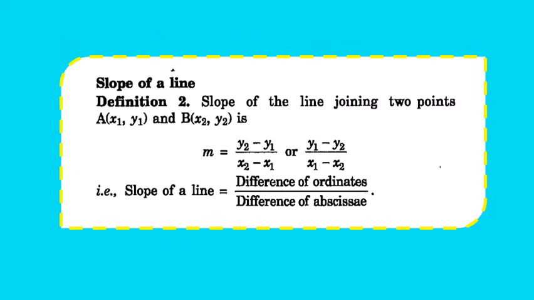Now slope of a line, the other definition: if we have a line segment joining 2 points A (x1, y1) and B (x2, y2), then the slope is given by m equals (y2 minus y1) upon (x2 minus x1), or (y1 minus y2) upon (x1 minus x2). So slope of a line is equal to difference of the ordinates upon difference of the abscissae. Clear? So pause and note down the point.